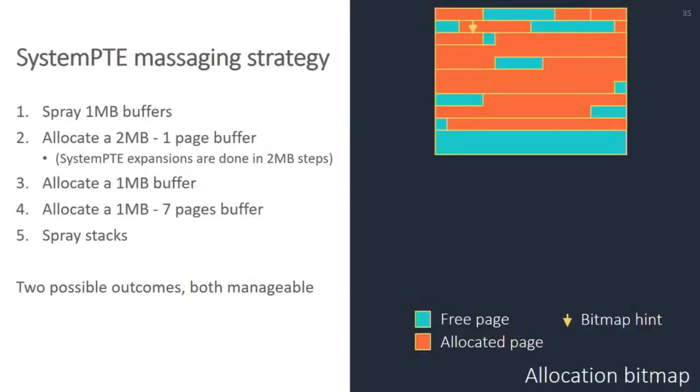At that point, we have a massaging strategy to place a receive buffer at a known offset from a stack. Normally, I would go through this, but I want to spend more time later on the actual mitigation, so I'm going to skip that.